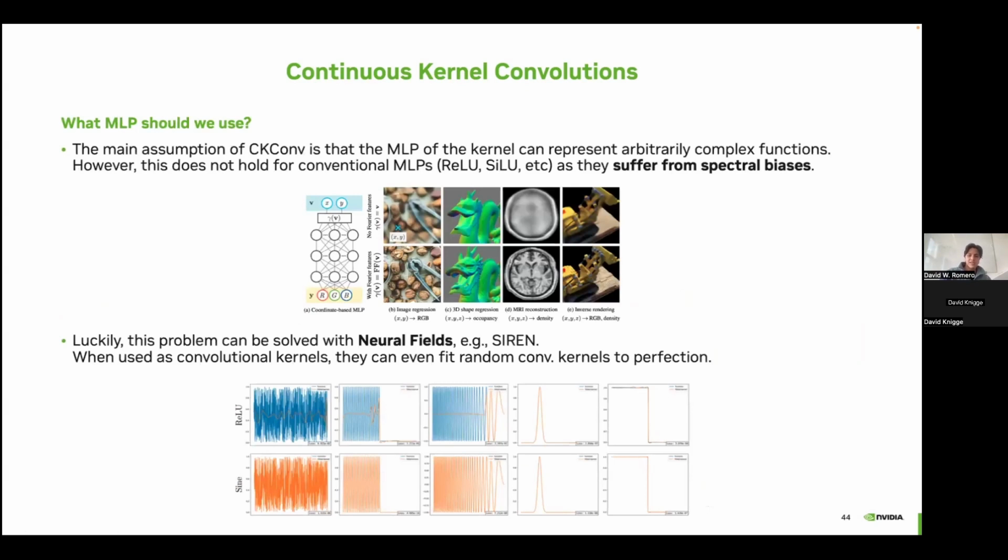Now, one important thing to say here is that the main assumption of these things is that the neural network that you're using to parameterize the kernel is going to be able to model all possible functions. But there is a lot of research in the neural fields literature showing that normal MLPs with ReLUs, GELUs, etc., would only give low frequency approximations of the input. And that's known as spectral bias. But luckily, since this has been studied so extensively in the neural fields literature, we can rely on it to find a good parameterization of the convolutional kernels. And so here, by using SIRENs, we're able to get very good approximations of all these different functions, even of random noise. This is random here. Whereas with ReLUs, you only see very vague, low frequency approximations of what you have in the input.